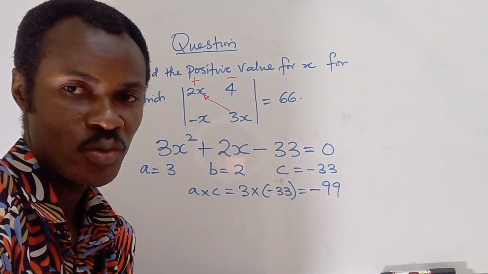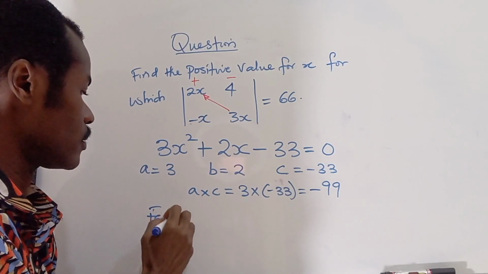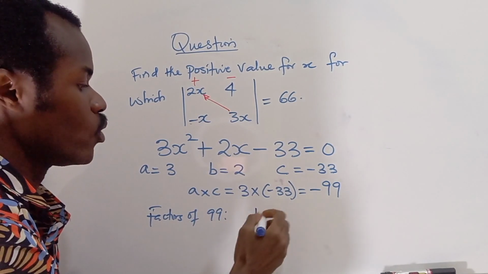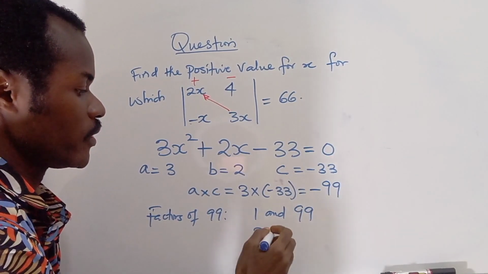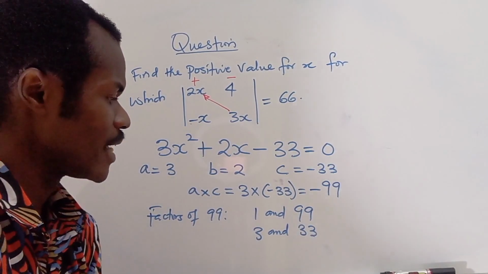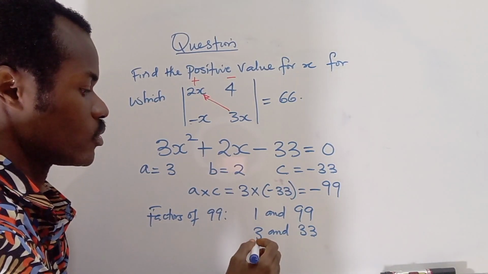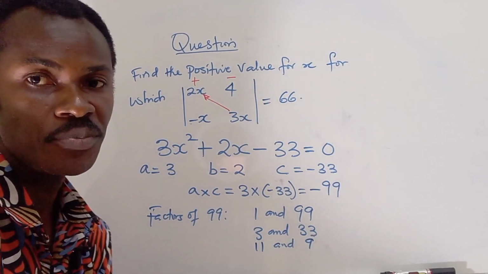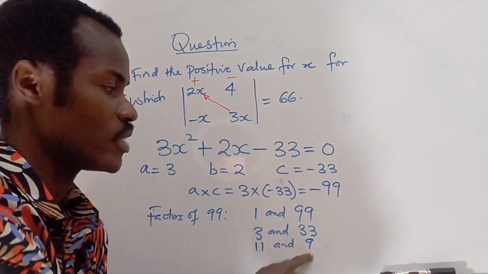So how do you get those two numbers? You have to look for the factors of 99. We have 1 and 99 can do the job. We have 3 and 33. Now, is there any other number that can also do the job? Yes, we can also consider 11 and 9. So 11 times 9 is also going to give us 99.